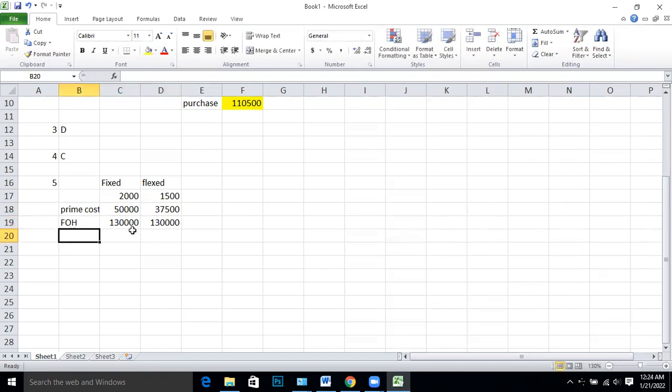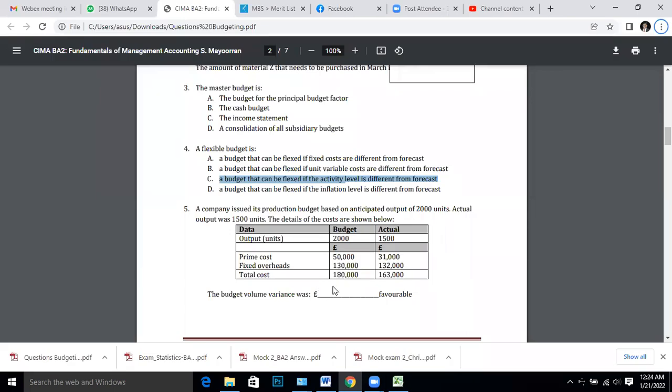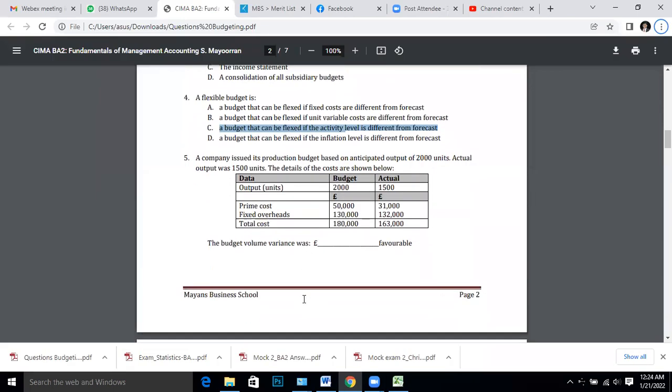Fixed overhead should not change. Total cost is this fixed budget. Flex budget. So the volume variance is 12,500 favorable. Why? This is total cost, right? Cost has reduced. 12,500 pounds favorable.